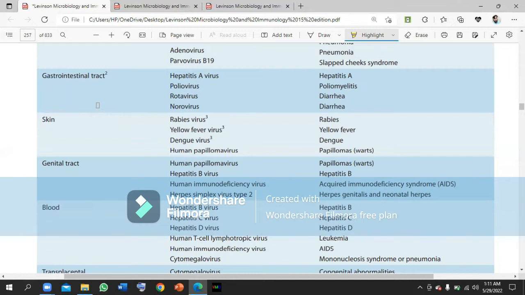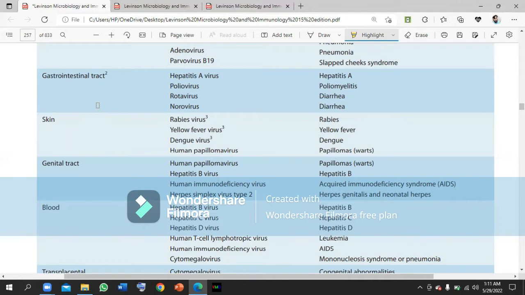So basically, genital tract means these are sexually transmitted viruses. If one partner is infected, he or she can easily pass that virus to their sexual partner. So this is also the case through the genital tract. It is also a type of transmission.